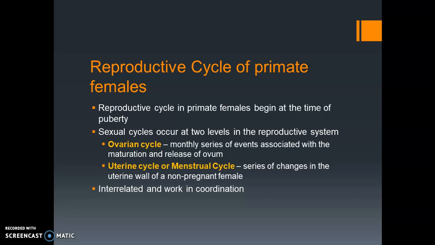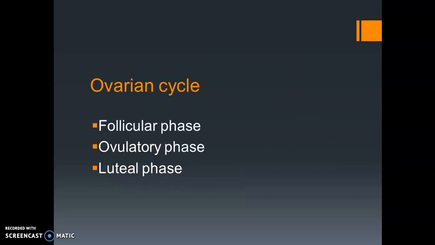Similarly, cyclic changes occur in the uterine wall of the female primate mammal, and this is called the uterine cycle or the menstrual cycle. Both these cyclic changes occur in the ovary and the uterus of a non-pregnant female. When a female becomes pregnant, these cycles are arrested during the gestational period. These two cycles, the ovarian cycle and the uterine cycle, work in coordination.